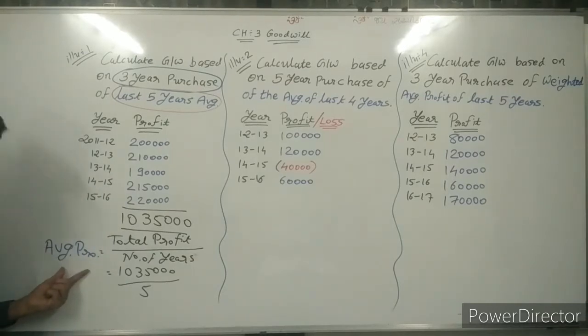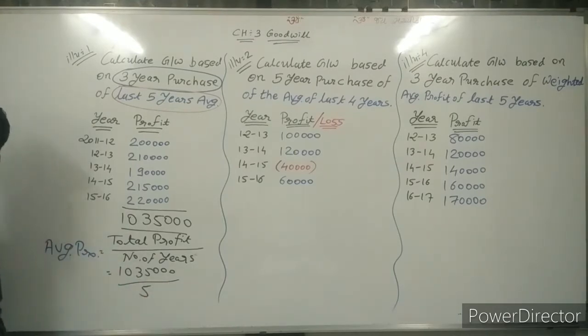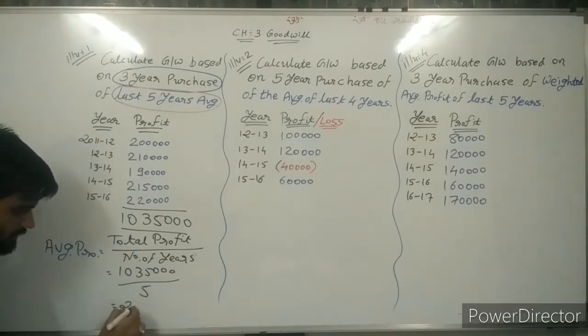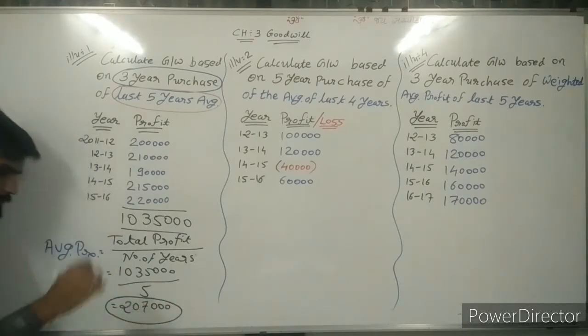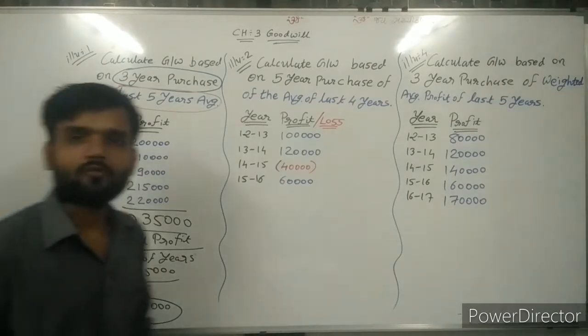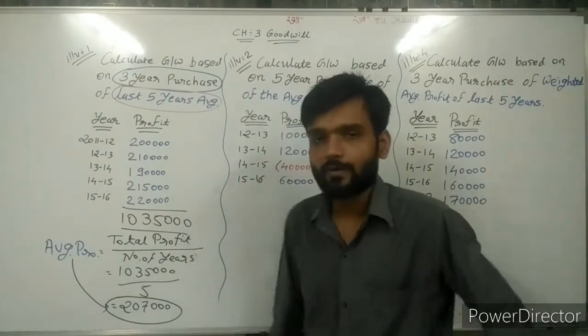So average profit is equal to 10,35,000 divided by 5, and you will get the answer. 5 2s are 10, 0, 5 7s are 35, so 2,07,000. So this 2,07,000 rupees is your average profit.